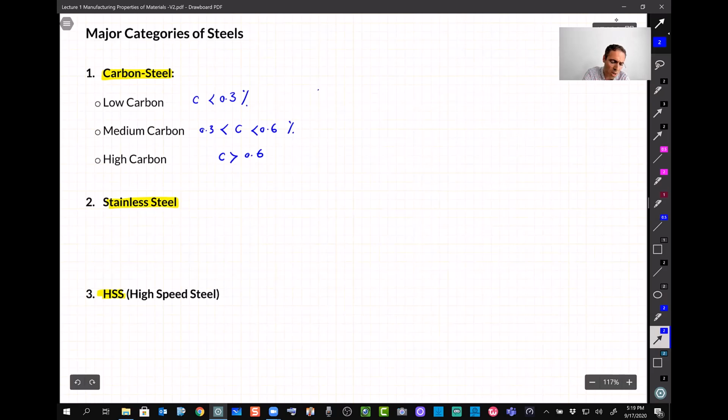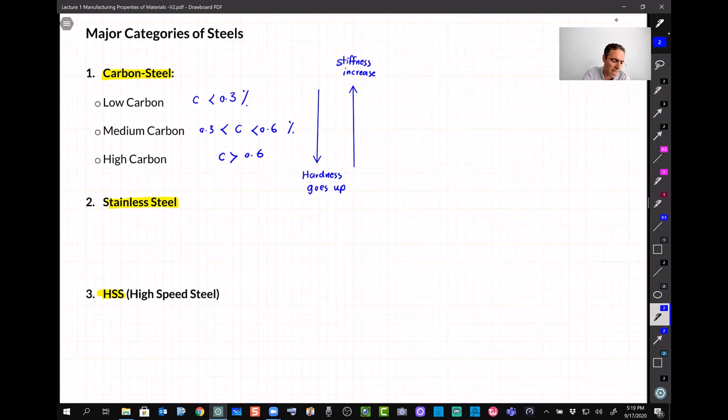So if we want to mention how the properties change for these, we can say as the amount of carbon is increasing, from low carbon to high carbon, the hardness is increasing. So hardness increases or goes up. But stiffness is the other way around. Again, in general, we can say the low carbon steels are very commonly used in bolts and nuts, in sheet plates.